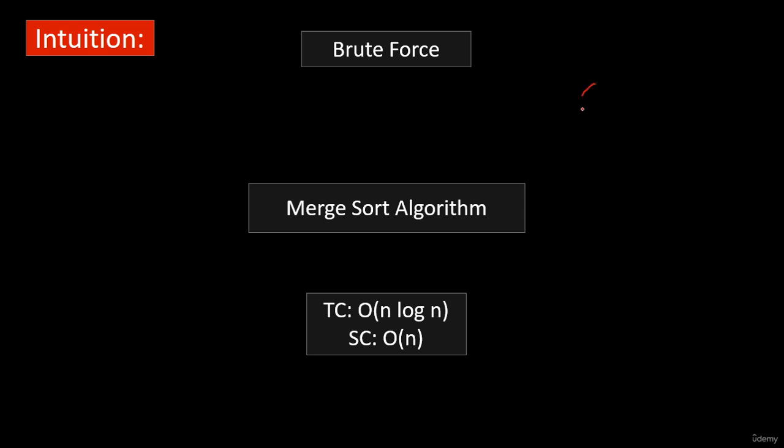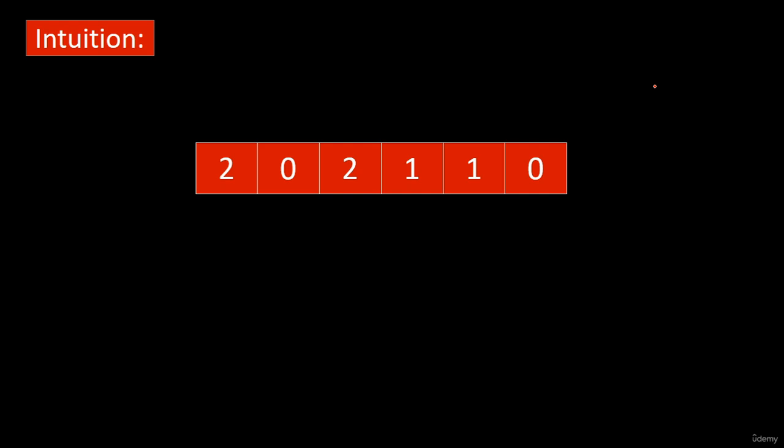Now let's see how we can solve this problem in constant space complexity. Then we'll see how we can solve this problem in a single pass. For example, if we're given this array, first we're going to count the number of ones and the number of zeros. We don't have to count the number of twos. We can find out the number of twos if we know the number of zeros and the number of ones. In this array, the number of zeros is 2. The number of ones in this array is 2.